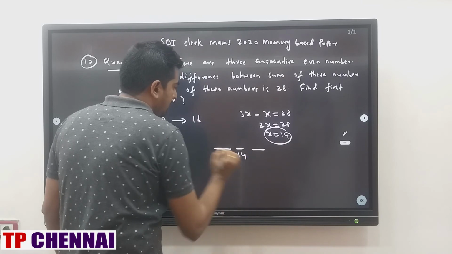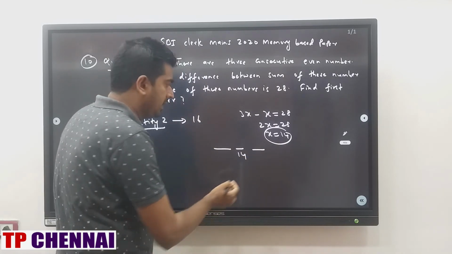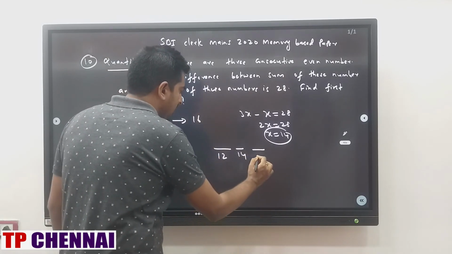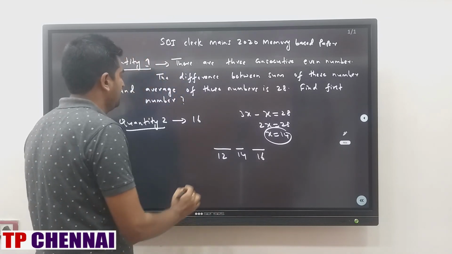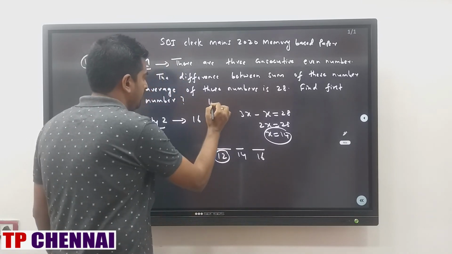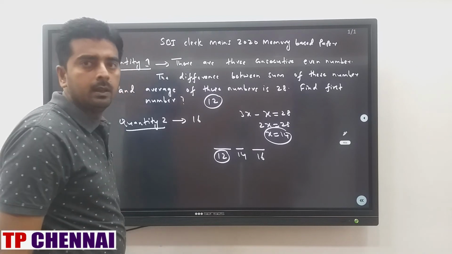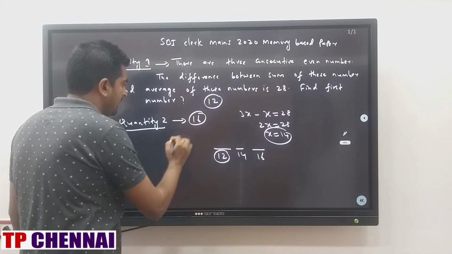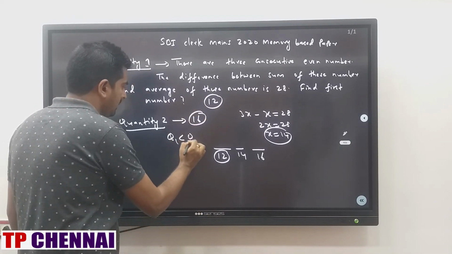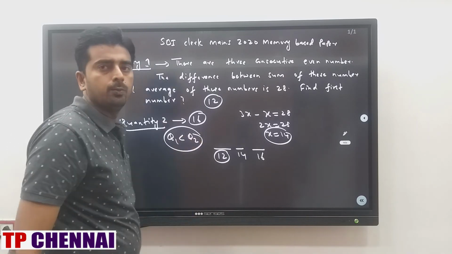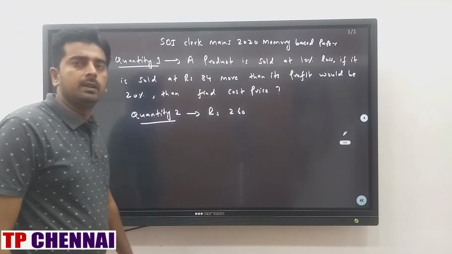This value is 14, and all these 3 numbers are even numbers. So the previous even number will be 12 and the next is 16. What are they asking? Find the first number. The first number is 12. Q1 is 12. For Q2 they have given you 16. So what is my answer? Q1 is less than Q2. So now we'll see the next one.